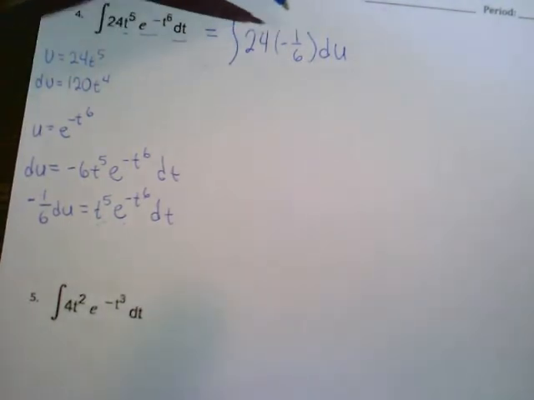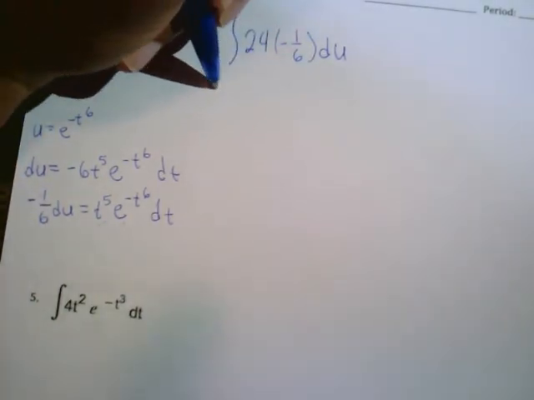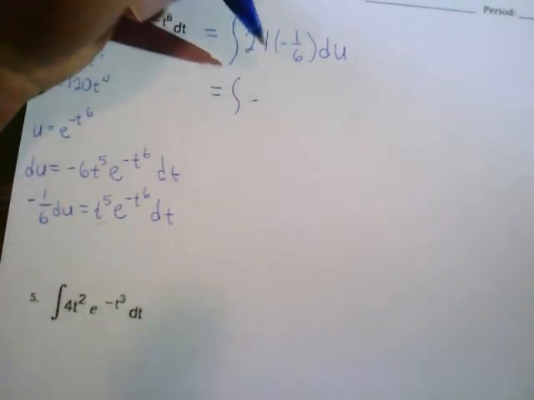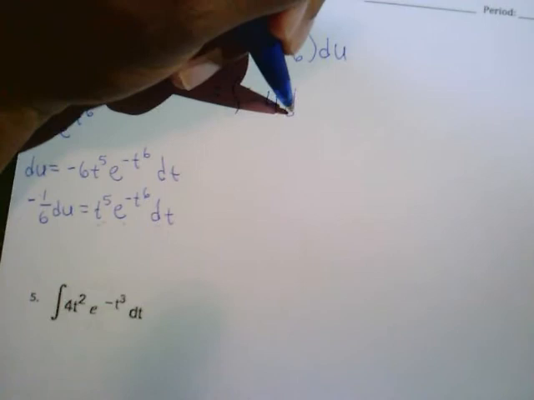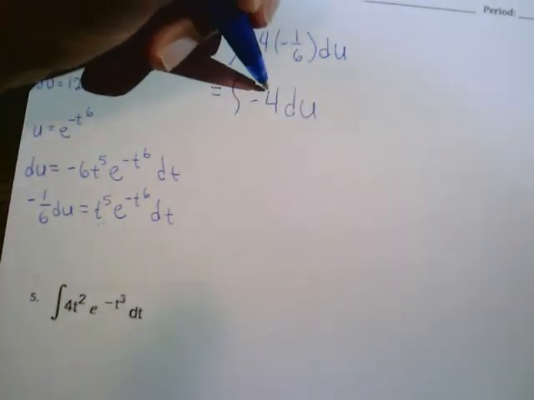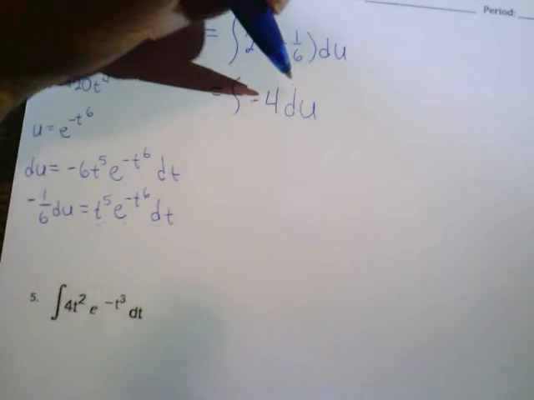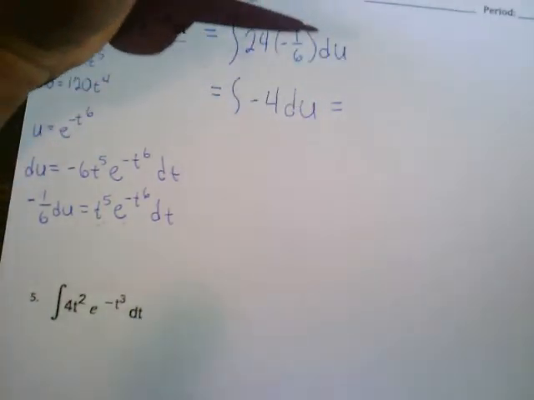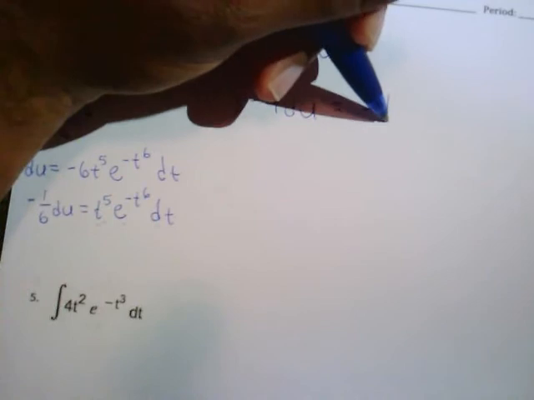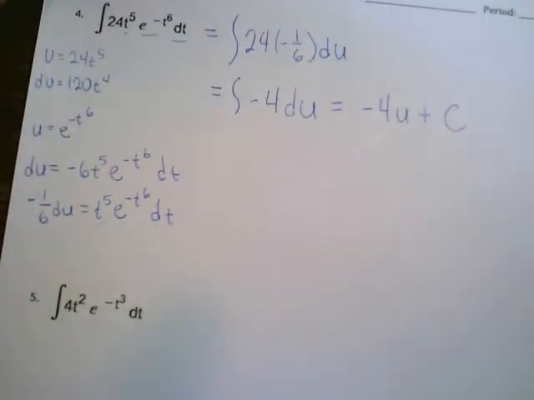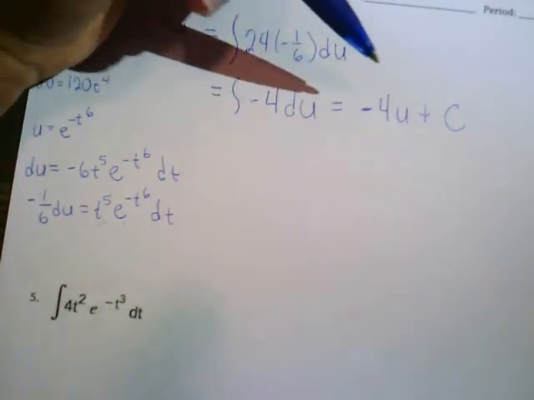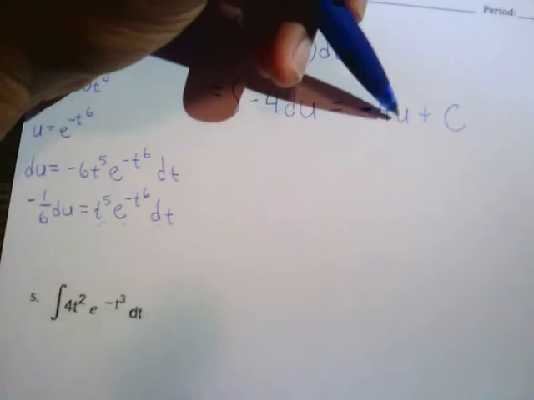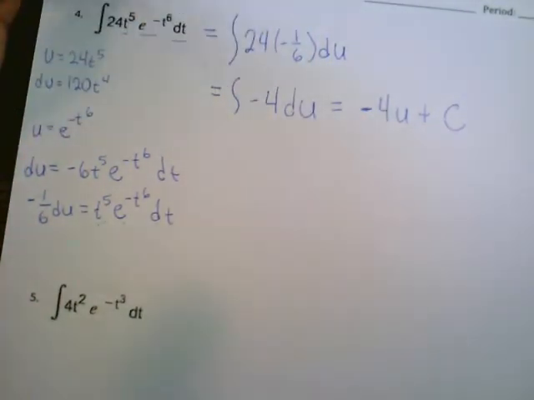And notice that now we don't see any variable here. Let's simplify it. So this equals negative 24 divided by 6, which is negative 4 du. So this is just a constant function. When we take the antiderivative, this will be negative 4u plus c. And just to check, remember, if you take the derivative of negative 4u, that will leave you with negative 4. The u will go away, and that will be du.